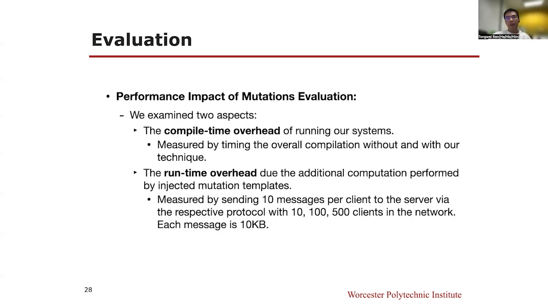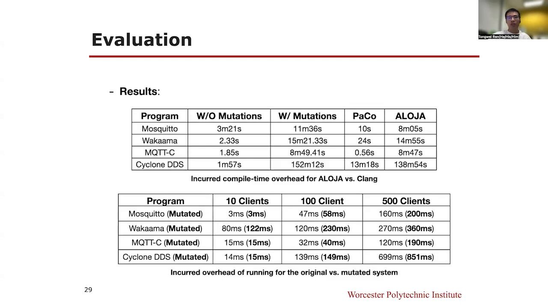To evaluate the performance impact of our approach, we examined 2 aspects. First, the compile time overhead of running our system. It's measured by timing the overall compilation without and with our technique, including Paco and Aloja. Second, the runtime overhead due to the additional computation performed by injected mutation templates. It's measured by sending 10 messages per client to the server via the respective protocol with 10, 100, 500 clients in the network. Each message is 10 kilobytes. The results are shown here.